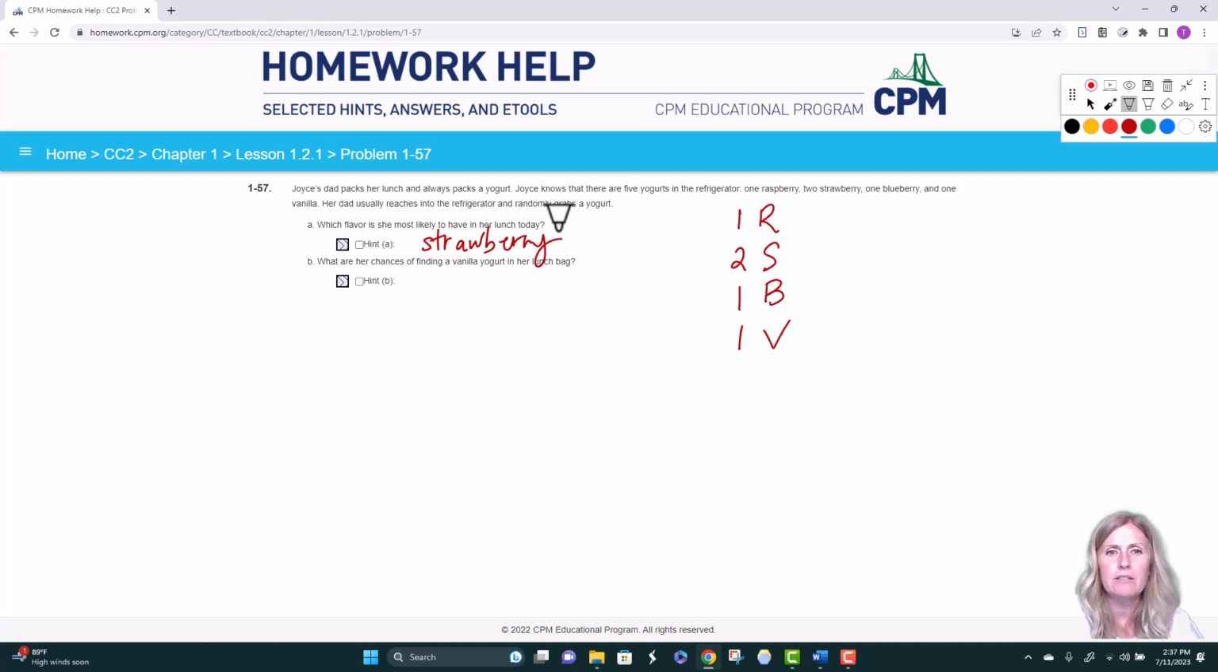B, what are her chances of finding a vanilla yogurt in her lunch bag? Okay, so if you're finding the probability, you want to create a fraction. You need to find the total amount of yogurts, so there are 5, and out of 5, there's only 1 vanilla. So the chances of her getting a vanilla yogurt are 1/5.